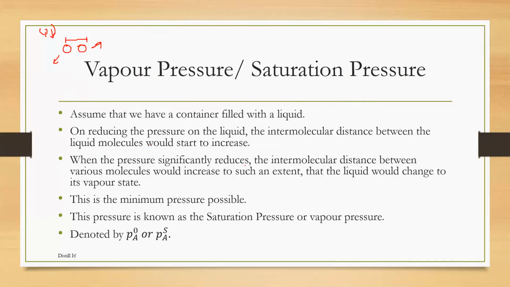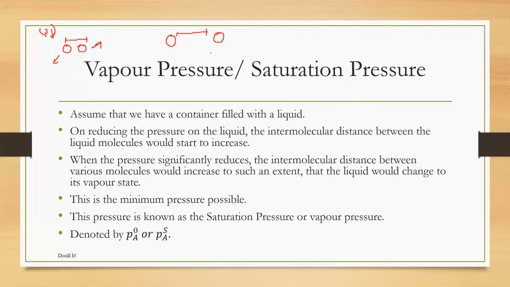When the pressure reduces significantly, then the intermolecular distance between various molecules would increase to such an extent that the liquid would now change into vapor or gas. Liquid would now start changing into gas. So the pressure at which the intermolecular distance between liquid molecules becomes so high that it starts to change into its gaseous state, that pressure is known as saturation pressure.